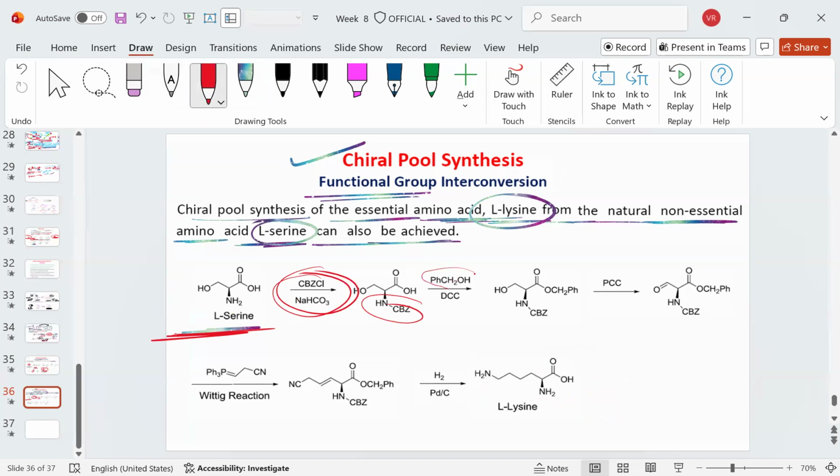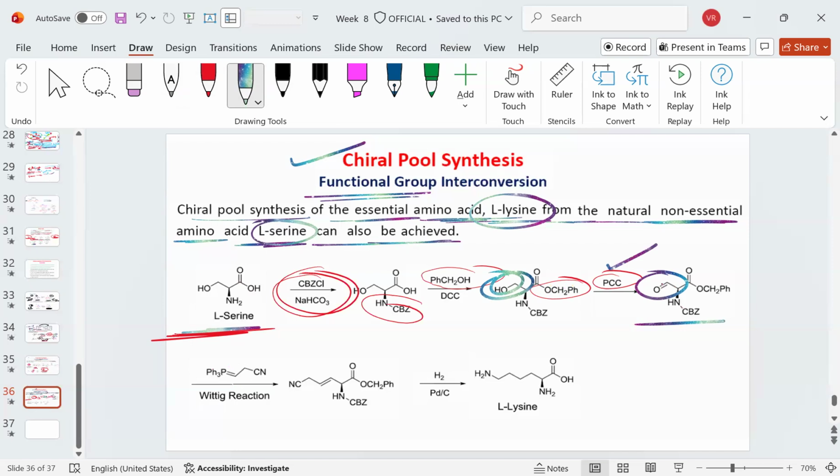the second step, which is the coupling of this acid to ester formation. So acid is converted into the corresponding ester. Now the next step is the PCC oxidation. So this alcohol functional group is converted into the aldehyde functional group by using the PCC oxidation, right?